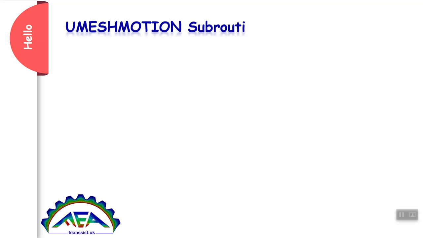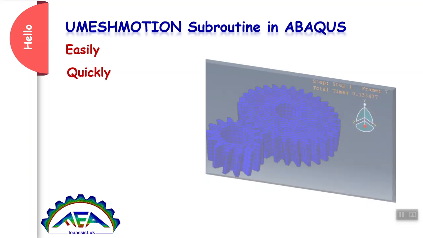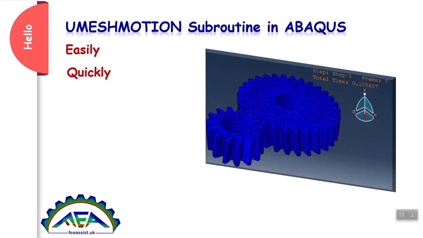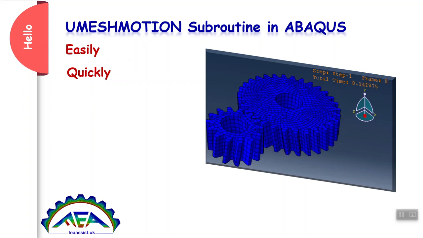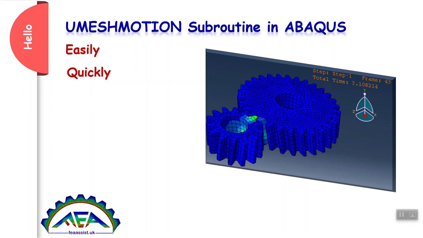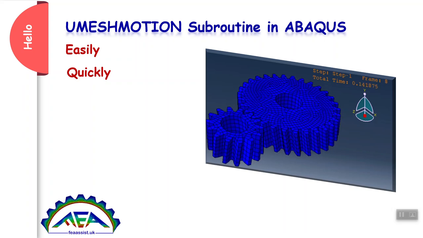Hello, you want to learn the UMeshMotion subroutine in Abaqus easily and quickly. Indeed, UMeshMotion is a subroutine to define mesh displacement or mesh velocity in Abaqus. This subroutine is used mainly in wear problems to prevent mesh problems in adaptive meshing. Stay with us.